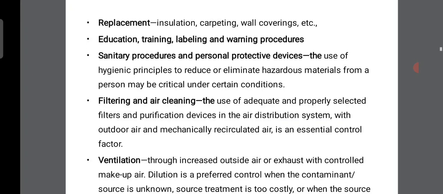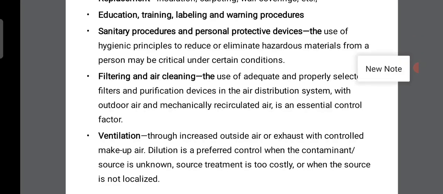Filtering and air cleaning. The use of adequate and properly selected filters and purification devices in the air distribution system with outdoor air and mechanically recirculated air is an essential control factor. Ventilation. This is a very cost effective method. Through increased outside air or exhaust with controlled makeup air, dilution occurs. Thereby, we are less exposed to the pollutant.